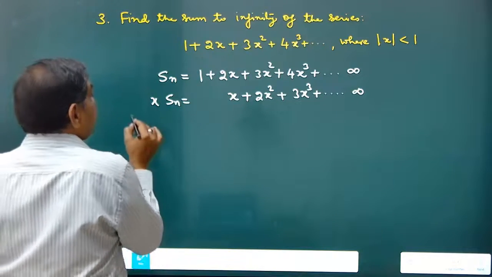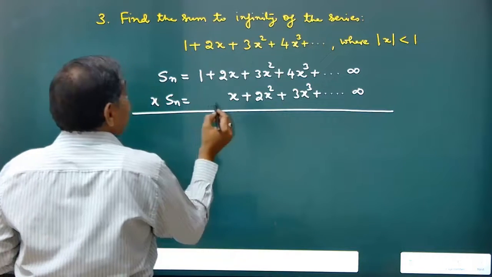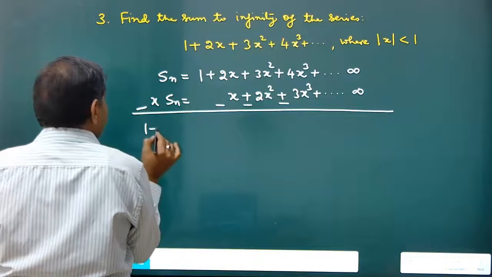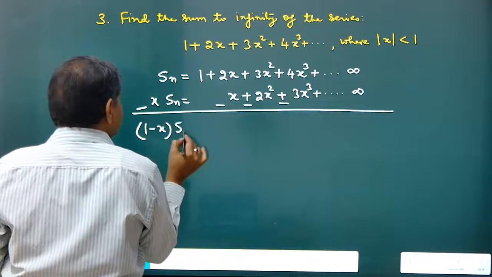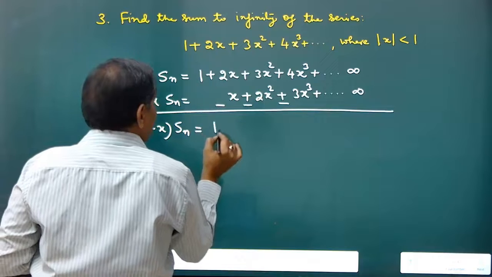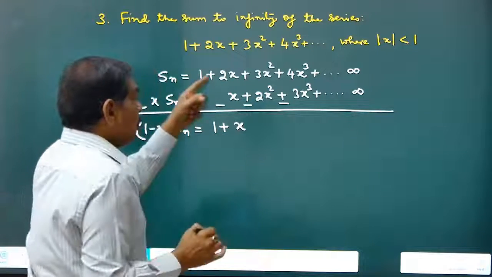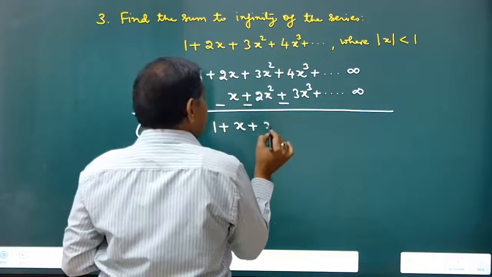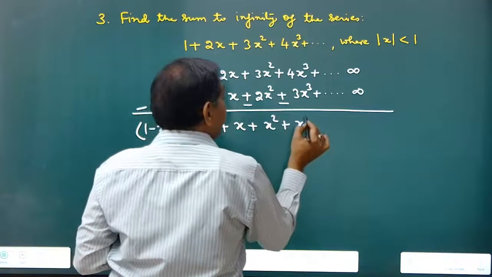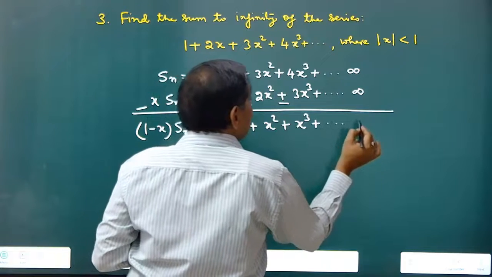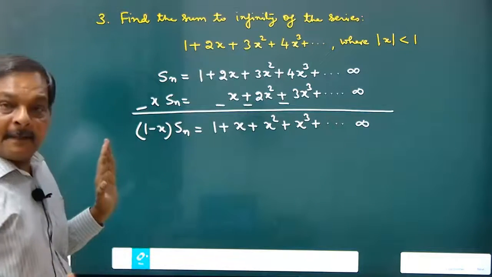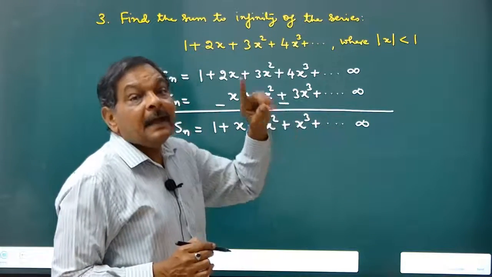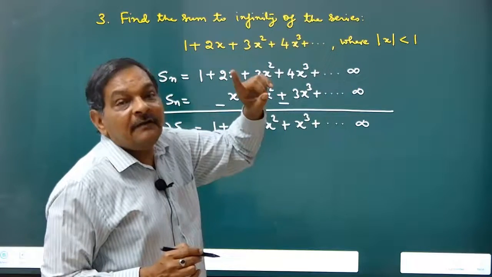Now subtract. So subtraction means the sign will be changed. 1 minus x into Sn is equal to 1 plus x, since 2x minus x is x, plus 3x square minus 2x square is x square. Next will be x cube plus so on up to infinity. Agreed? Now this again we find is a GP and we take the sum of the GP up to infinite terms.